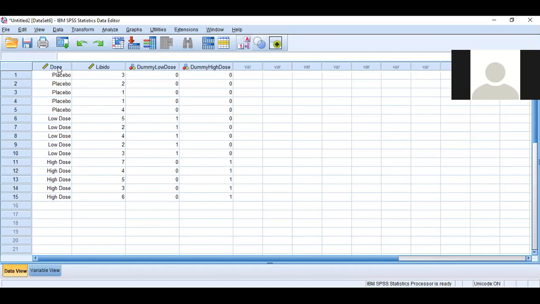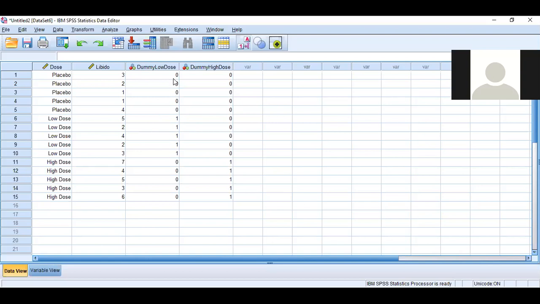Now, when we run our ANOVA, you just need this libido and the dose, that's all. But I created this dummy variable for the regression. So when we were doing ANOVA, we didn't use it. But everybody that has the file, the dummy variable is there. Now, if you remember, there are 3 doses: placebo, low dose, and high dose. So if there are 3 categories, you have to create 2 dummies. So the number of dummies is the number of categories minus 1.